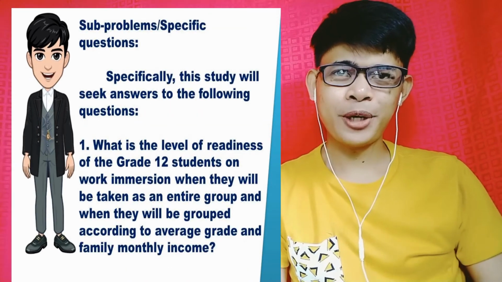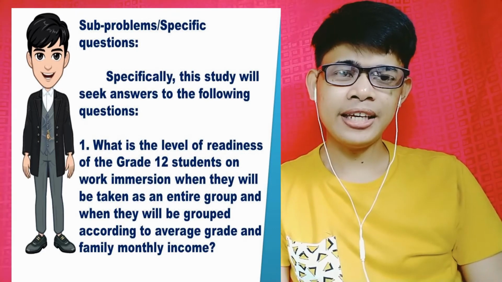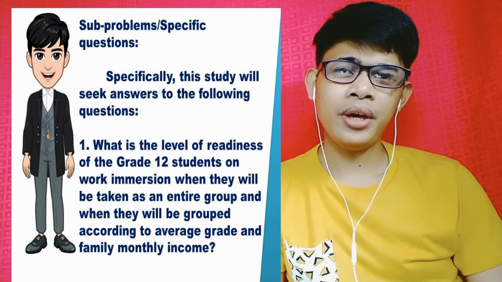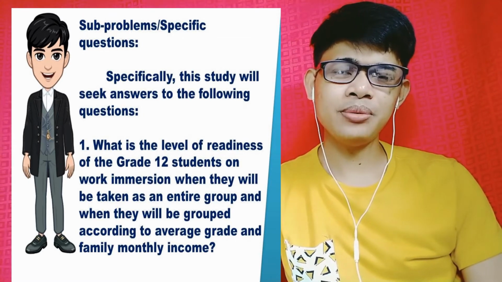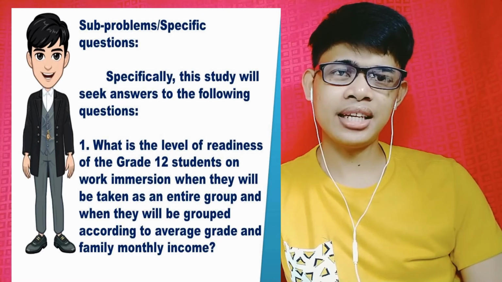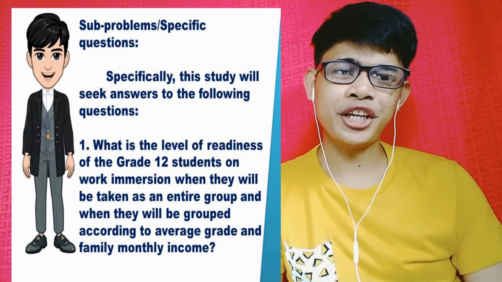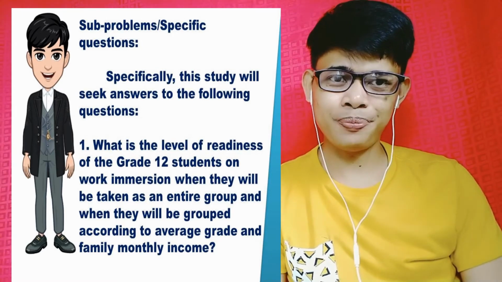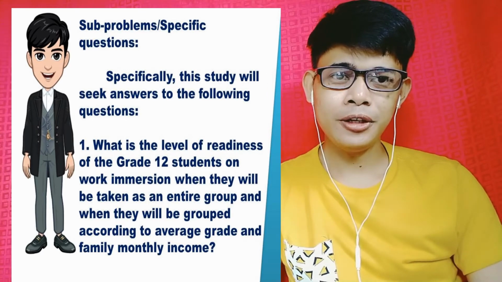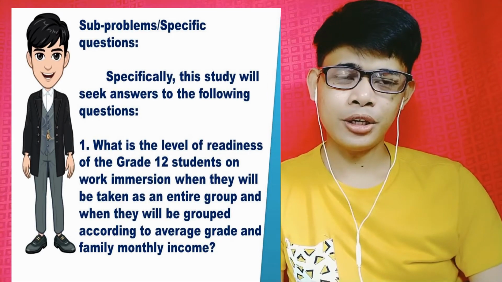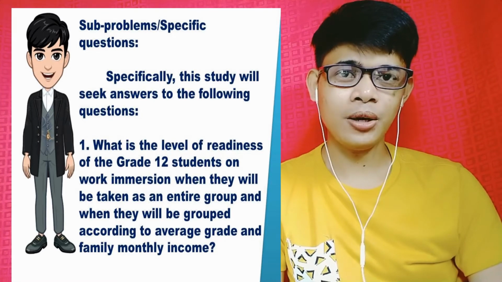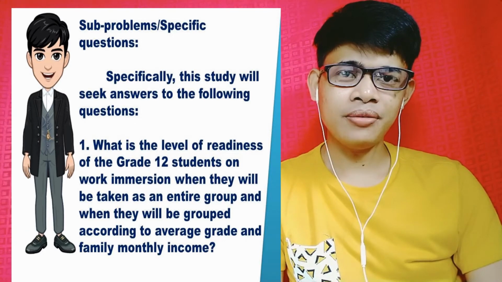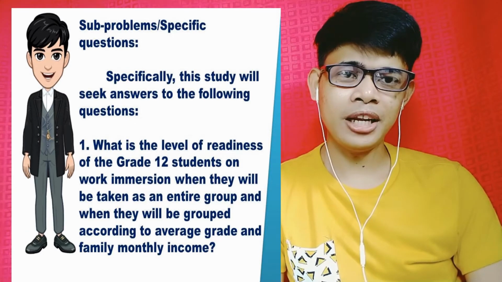For the specific problems you will have here, specifically this study will seek answers to the following questions. We have one: What is the level of readiness of Grade 12 students on work immersion when they are taken as an entire group, and when they are grouped according to average grade and family monthly income? So this question is descriptive in nature, and you need first to identify the readiness of the respondents as an entire group or as a whole, and then you group them according to your independent variables. So in this case, the independent variables are average grade and family monthly income.